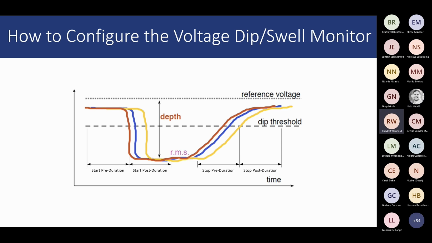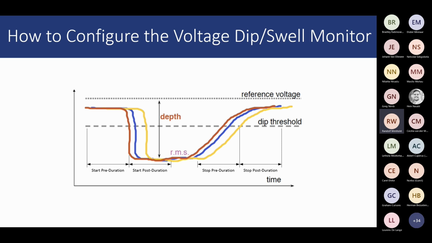Maybe on this, just a real example. The gap between the start post-duration and the stop pre-duration has no real limit. A real-world application would be something like load shedding.